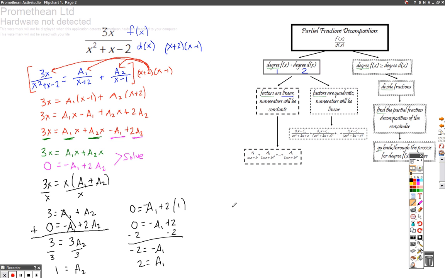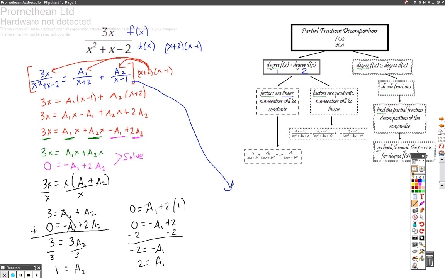So in my final answer, I'm going to go back to this part right here up here to get my final answer. So here we go. a1 is 2 over x plus 2 plus a2 is 1 over x minus 1. You can take that and compare back to your warm-up and see that we have decomposed it.